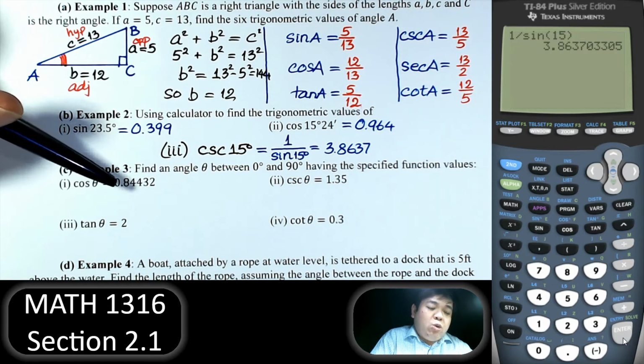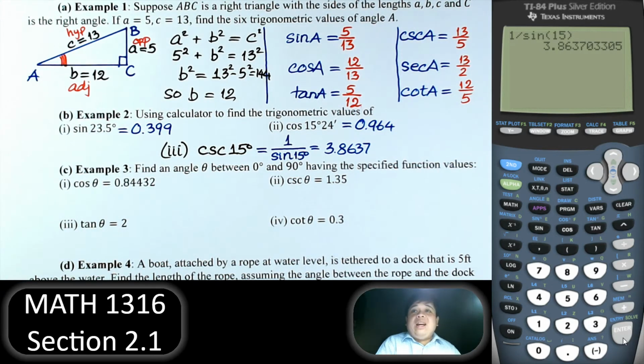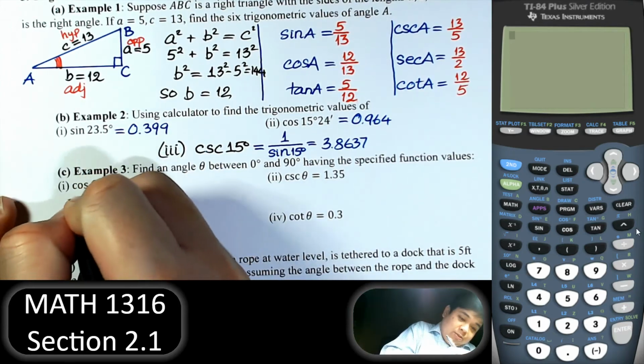Right. Next, find an angle between 0 and 90 degrees that has the specified function values. Now, if cosine is equal to 0.84432, what is going to be theta? So we find the angle if we know the values. How do we find the angle? Right. So, you see above the sine, cosine, and tangent, there is sine to the negative 1 power, cosine to the negative 1, and tangent to the negative 1 power. Yes, those later on in chapter 6, we call those the inverse trigonometric functions. But here we just do it now.